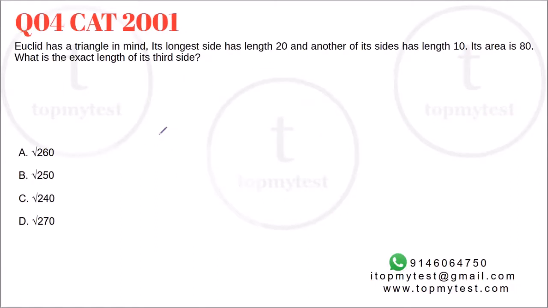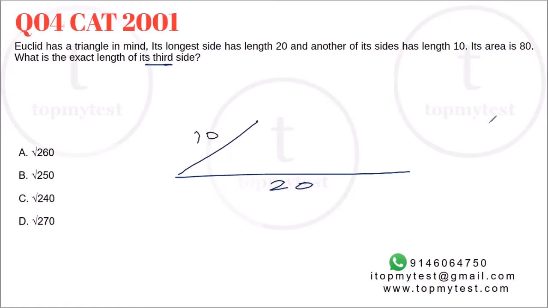The fourth question is from CAT 2001. Again, a very interesting question. It says, Euclid has a triangle in mind. The longest side is 20. One of the sides is 10. Area is 80. What is the exact length of the third side? Okay, you need the exact length. So you have one side as 20, one side as 10. I need to find the length of the third side.